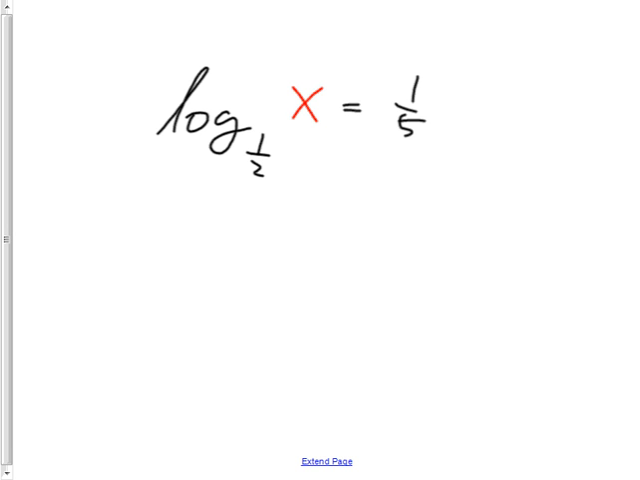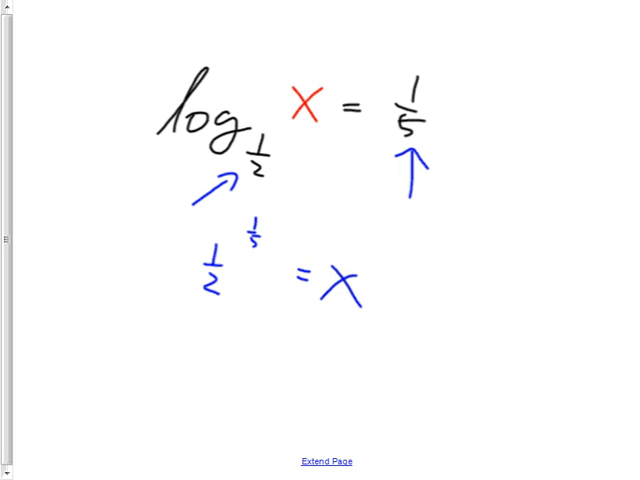So if that's the argument, do you remember that spot's called the what? The base, and this spot over here is called the exponent. Because when you rewrite it, you would say 1/2 to the 1/5. You see how the 1/5 became an exponent? Equals x.